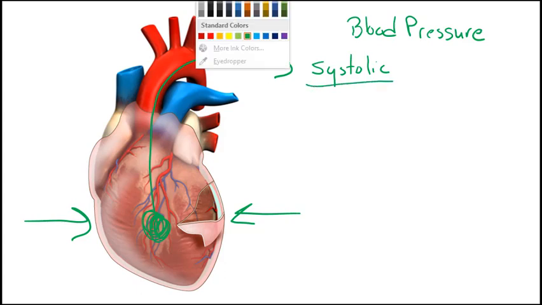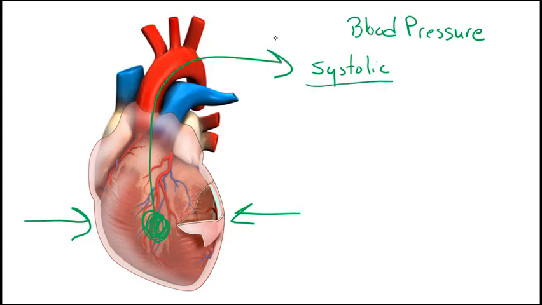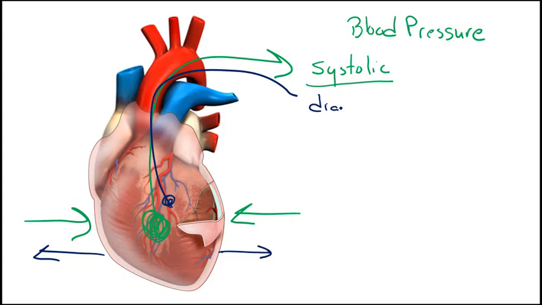Now, even when the ventricles are not contracting, the period called diastole, there is pressure on the arterial walls. We measure that value. It's called diastolic pressure, and that's the bottom number.